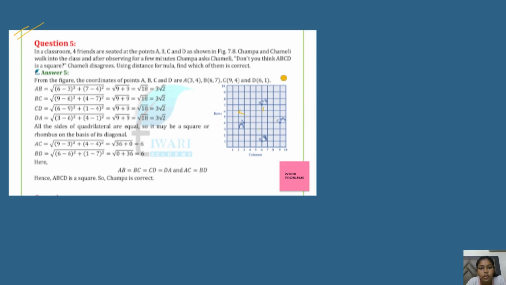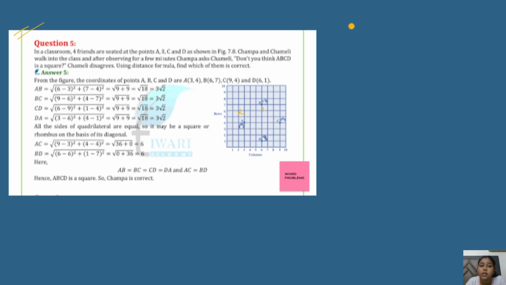Okay, Champa and Chameli walk into the class, and after observing for a few minutes, Champa asks Chameli, "Don't you think ABCD is a square?" When they enter, they just notice that it is a square. So Chameli disagrees. Using the distance formula, find whether Champa is correct or Chameli is correct.